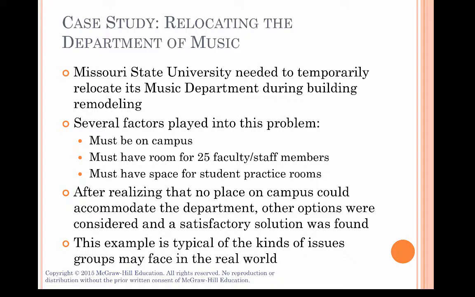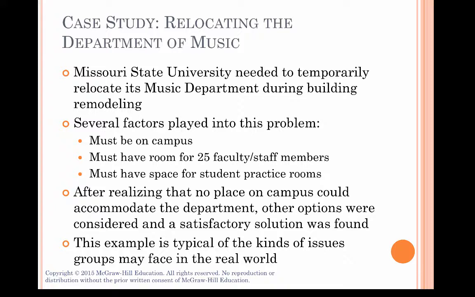Missouri State University is the location for this chapter's case study. Their music department needed to temporarily relocate while their building was being remodeled. The Campus Space Committee initially looked into finding available space on campus because they were told that space must be found there. But the more they researched the problem, the more they realized that there was simply no place to put the department faculty, staff, and the necessary music rooms, pianos, and instruments.